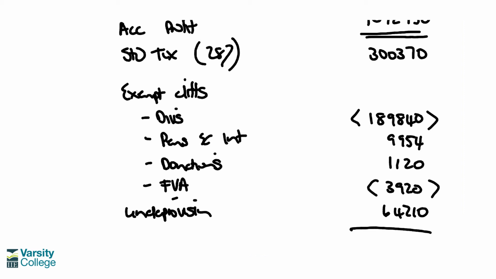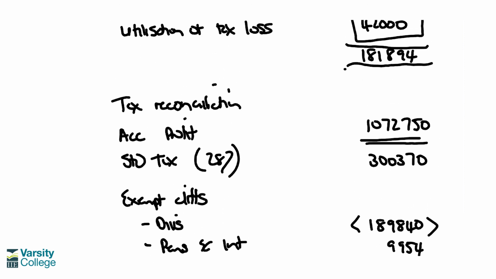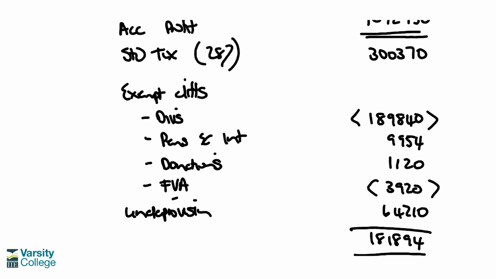And if you've done everything correctly, it should add up to 181,894. Now, in an exam, unless you're sitting there with time on your hands, don't even bother to add it up. You know what the figure should be. The figure should be the 181,894 that you calculated up above. So really, in an exam, don't waste time adding it up. Just put the figure in, because that proves that you knew that the two were supposed to match up.